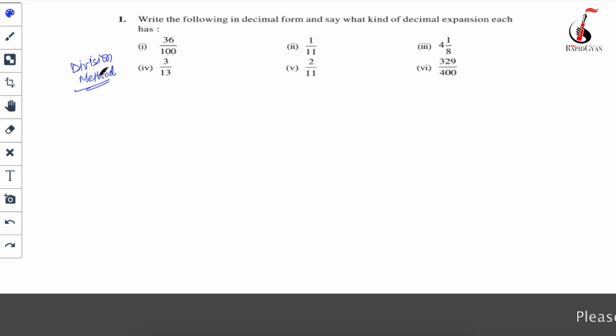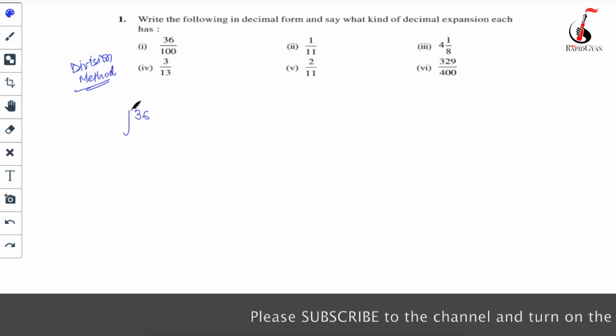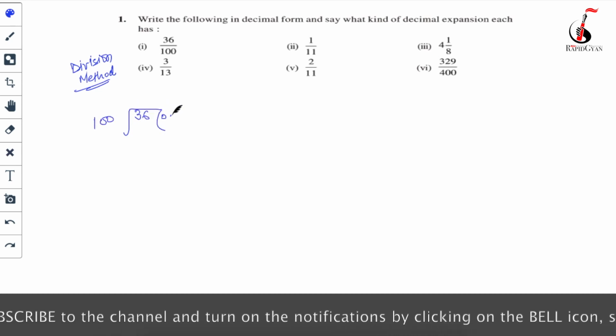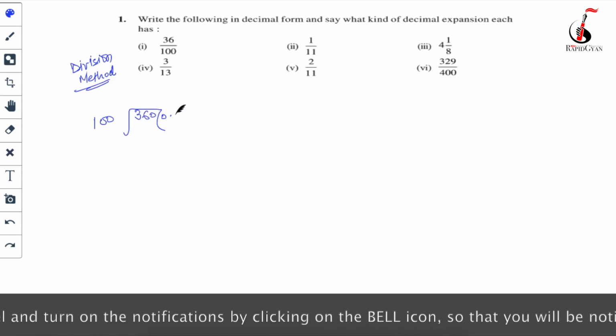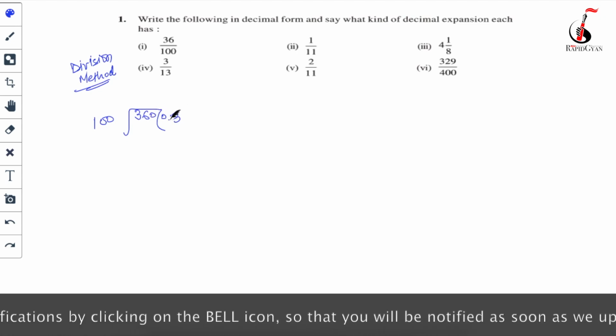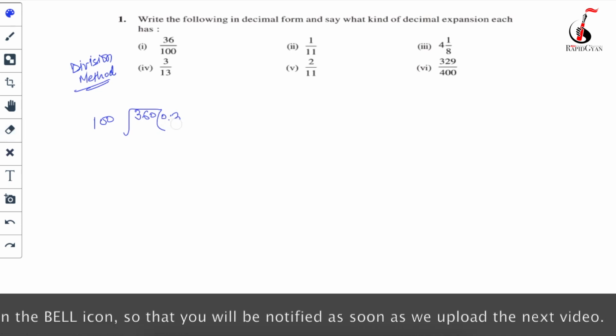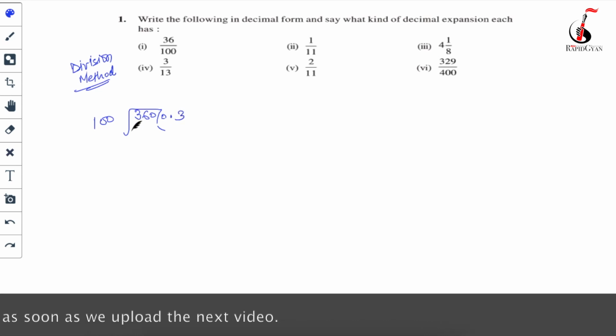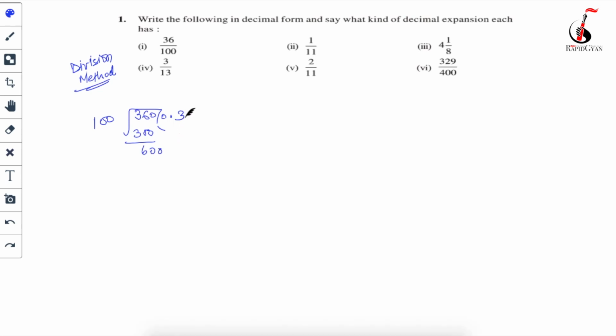The first number is 36 upon 100. You will simply divide 36 by 100. You put one decimal over here, one zero will come here, then it will go three times. Sorry, let me repeat once again. It will go three times, so this gives you 300, and then it's 60. Then one zero will come and it will go six times. This is 600, and the remainder comes to 0. So the answer is 0.36.